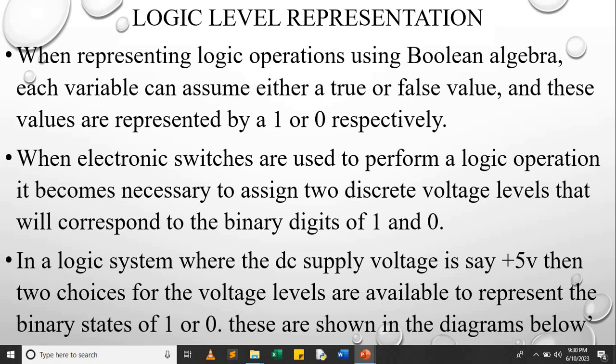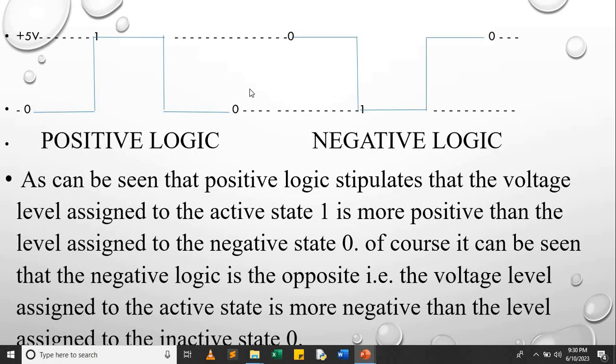When electronic switches are used to perform a logic operation, it becomes necessary to assign two discrete voltage levels that will correspond to the binary digits of 1 and 0. In a logic system where the DC supply voltage is, say, 5 volts, then two choices for the voltage levels are available to represent the binary states of 1 or 0. These are shown in the diagrams below.